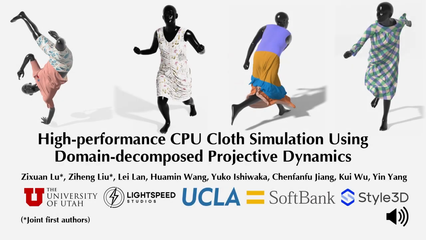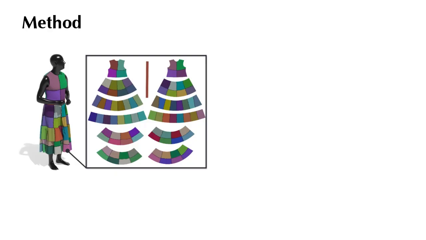This paper proposes high-performance CPU cloth simulation using domain-decomposed projective dynamics. Our approach leverages domain-decomposed projective dynamics to maximize the computational efficiency of multi-core CPUs while maintaining high-quality simulation results.